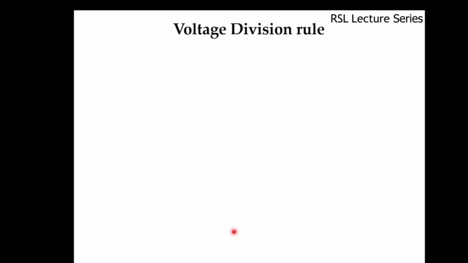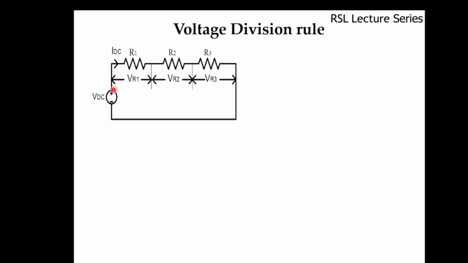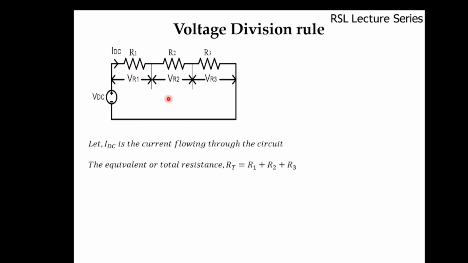Next we'll discuss the voltage division rule. In the case of a series circuit, as we have already discussed, the voltage divides and the current remains the same. IDC is the total current flowing through the circuit. The equivalent resistance we have already found out: RT is equal to R1 plus R2 plus R3. Now we can write the total current is equal to the total voltage divided by the total resistance. This is given by Ohm's law. IDC is the total current, VDC is the total supply voltage, and RT is the total resistance.